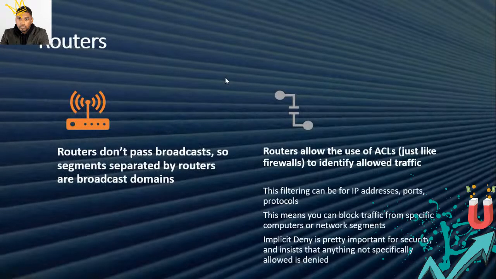Routers don't pass broadcasts, so segments are separated by routers into broadcast domains. Routers allow the use of access control lists, just like firewalls, to identify allowed traffic. This filtering can be for IP addresses, ports, and protocols. This means that you can block traffic from specific computers or network segments. Implicit deny is important for security, and it insists that anything not specifically allowed is denied.